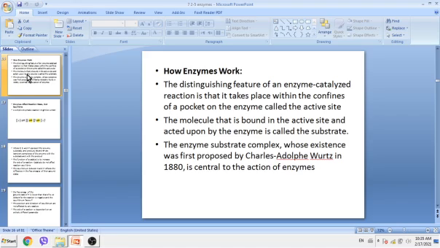The molecule that's bound in the active site and acted upon by the enzyme is called a substrate. Substrate أو مادة أو كارليكرة أو أنزيم تأثير لسالت كده.